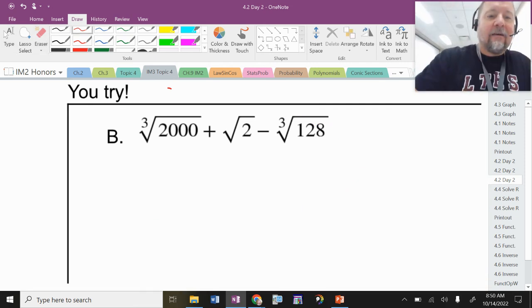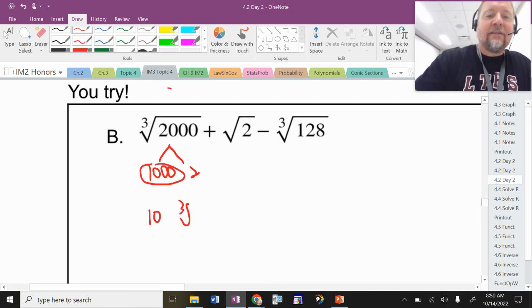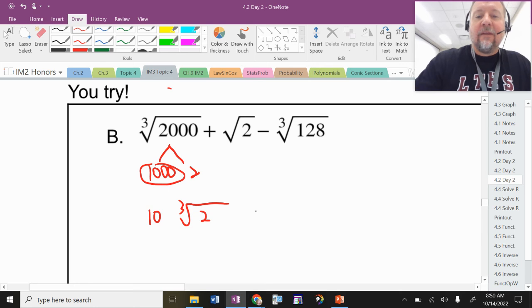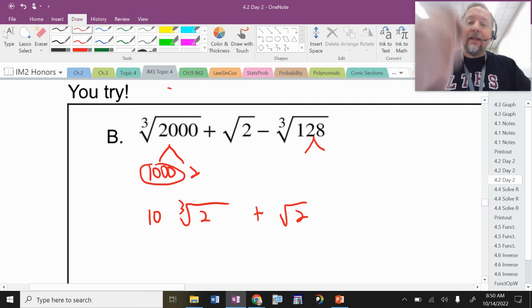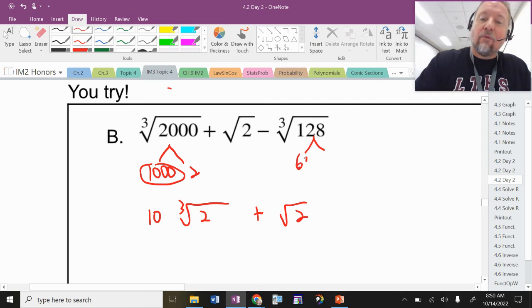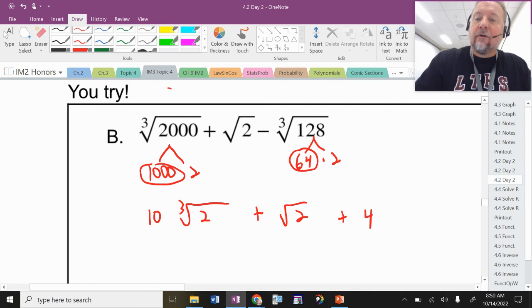All right. This is 1,000 times 2. Cube root of 1,000 is 10. These were the perfect cubes that I wrote down. And then plus, well, that's just root 2. Nothing going on there. And then cube root, what's a perfect cube root? Wait, 128 is 2 times 64. And that's perfect because the cube root of 64 is 4.